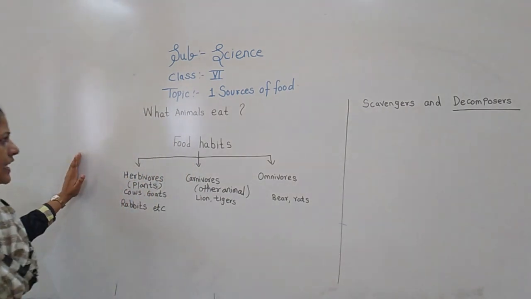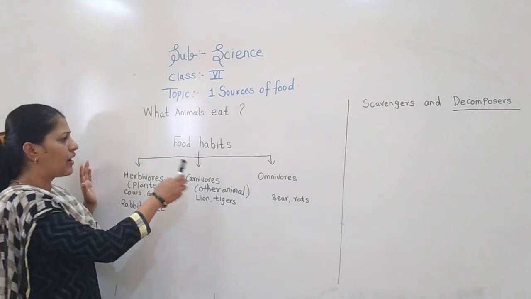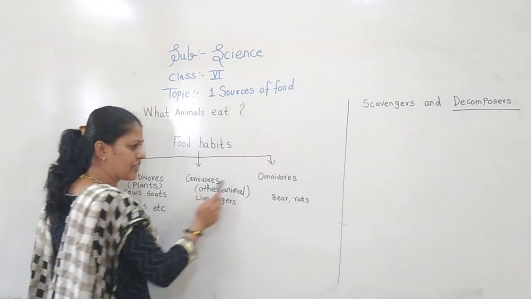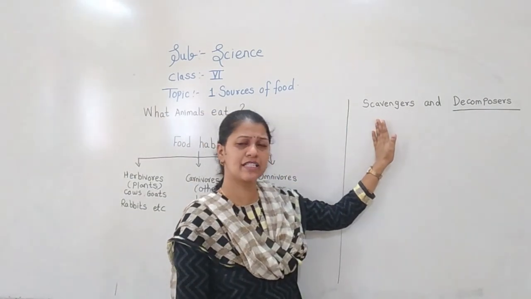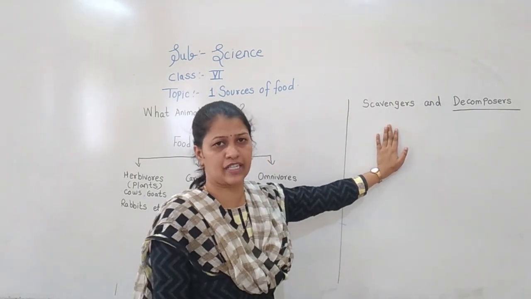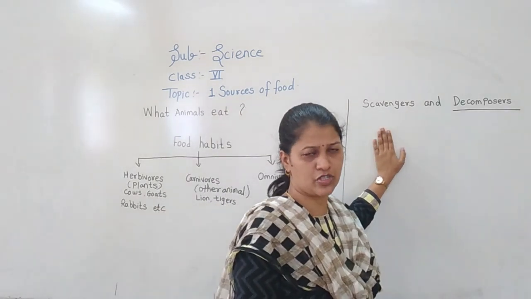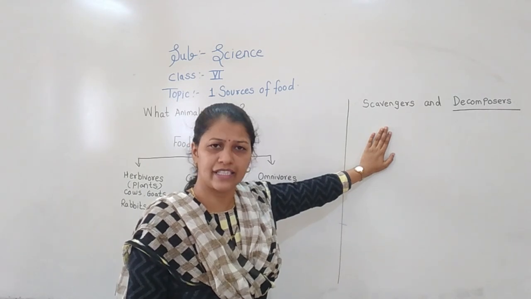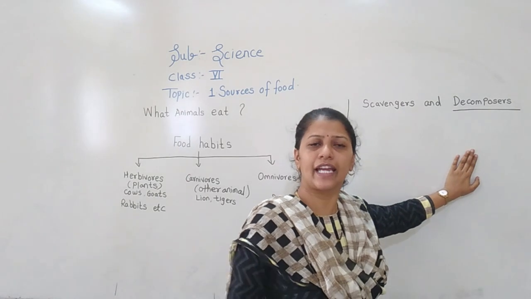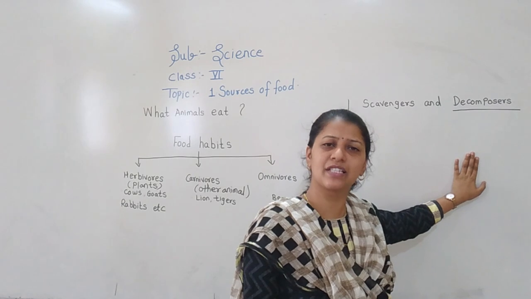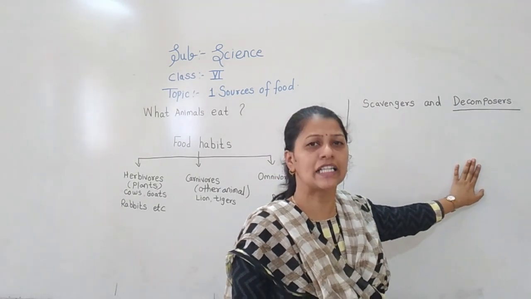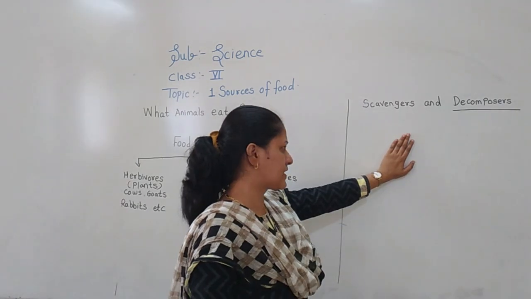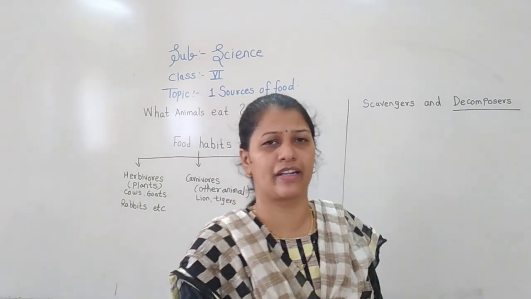So in today's video, we have learned what animals eat. According to the food habits, the animals are classified into three main types, that is herbivorous, carnivorous and omnivorous. Other than these, there are also two different types of food habits, that is scavengers and decomposers. Scavenger means what? They eat the dead flesh of other animals. And decomposer means what? They eat the dead plants and animals and decompose them. Scavengers and decomposers help the environment to keep clean.